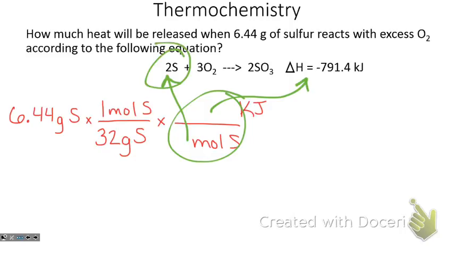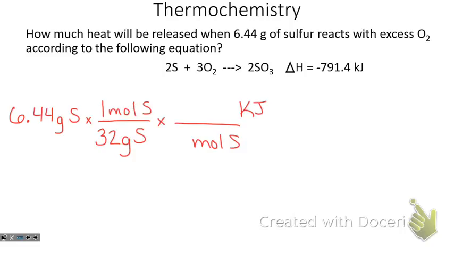It looks like 2 moles of sulfur will release a very certain amount of heat, negative 791.4 kilojoules. So I'm going to go ahead and plug those values in. 2 moles of sulfur goes on the bottom. Negative 791.4 kilojoules goes up top. And now I'm ready to solve.